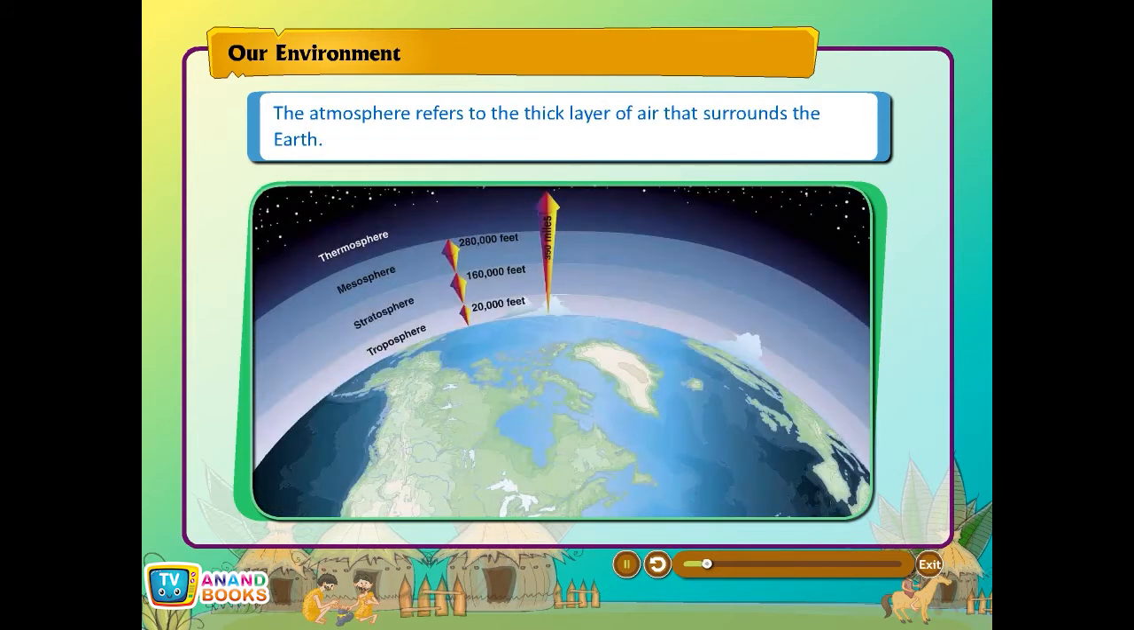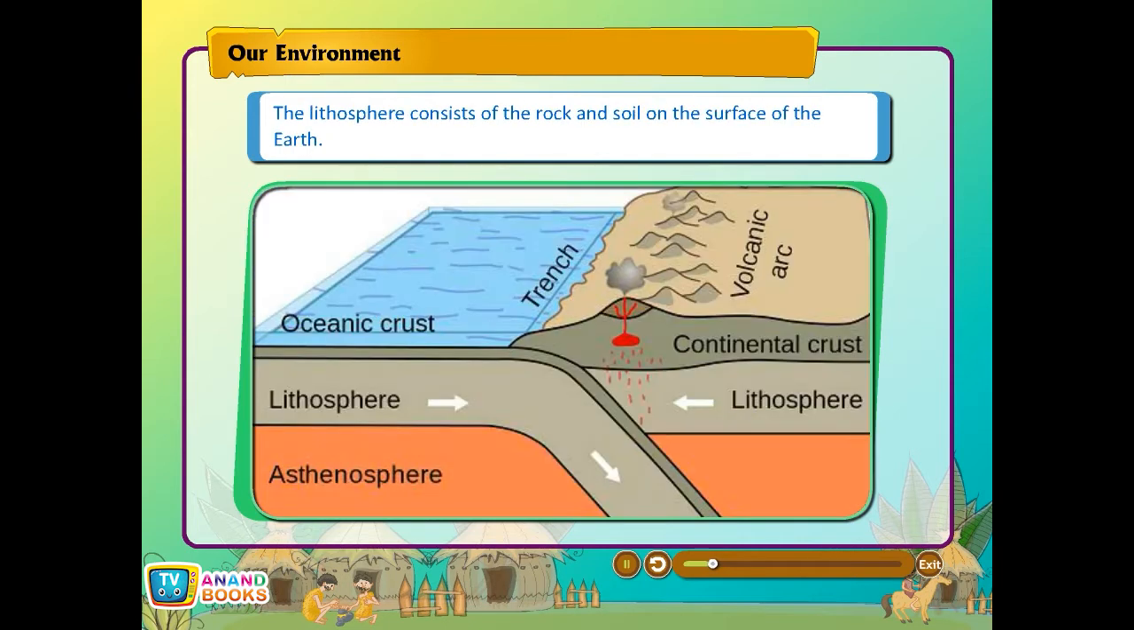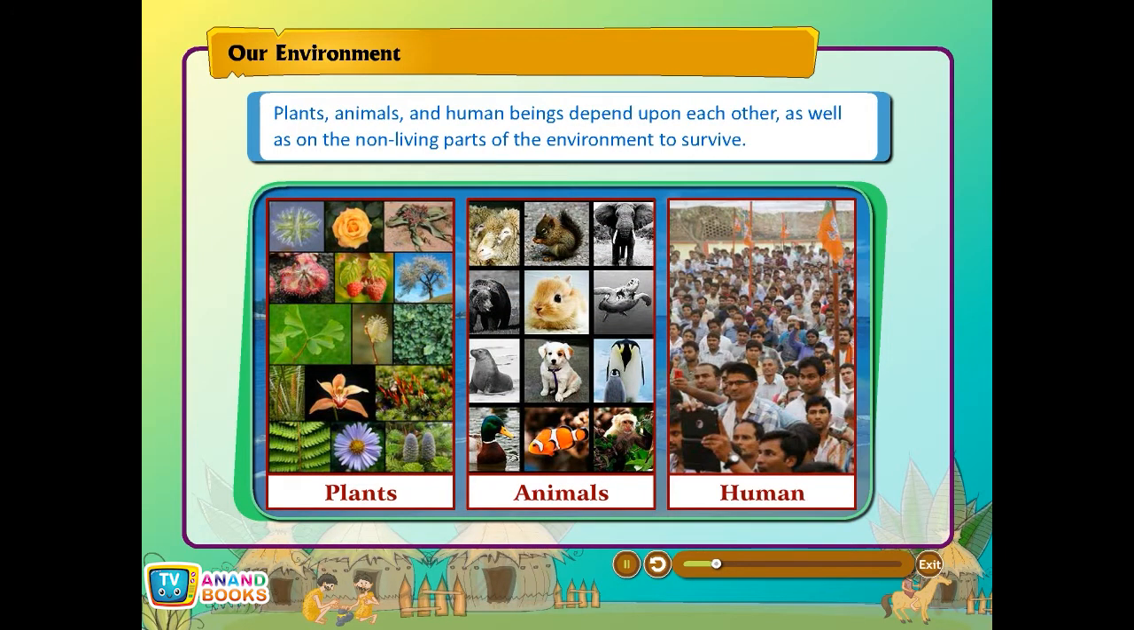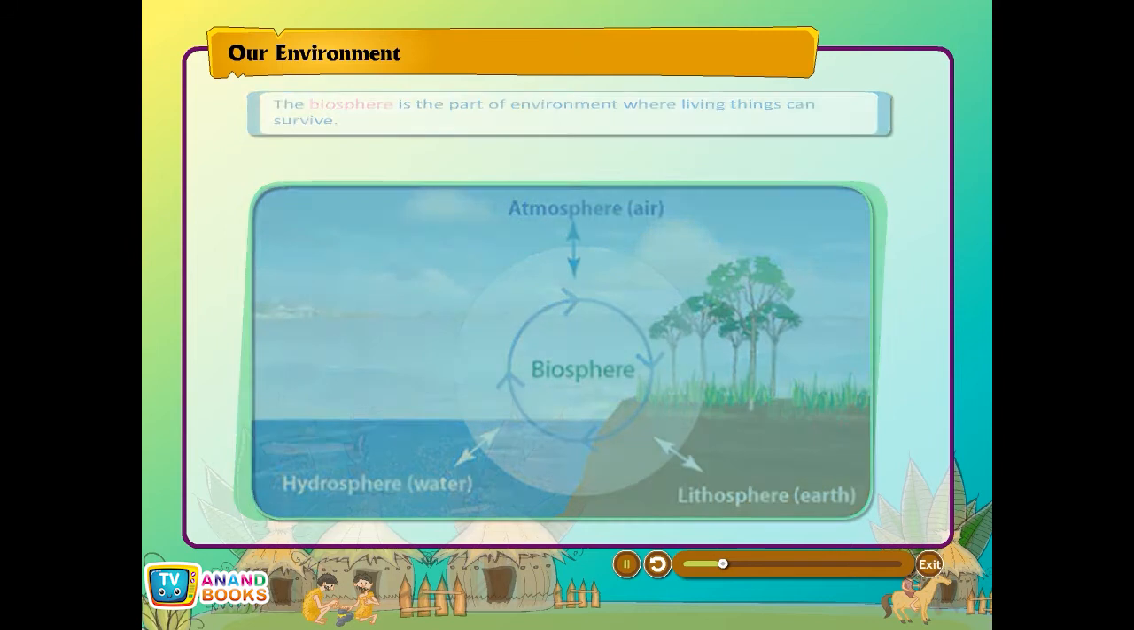The atmosphere refers to the thick layer of air that surrounds the earth. All the oceans and other water bodies on the earth make up the hydrosphere. The lithosphere consists of the rock and soil on the surface of the earth. Plants, animals, and human beings depend upon each other as well as on the non-living parts of the environment to survive. The biosphere is the part of the environment where living things can survive.